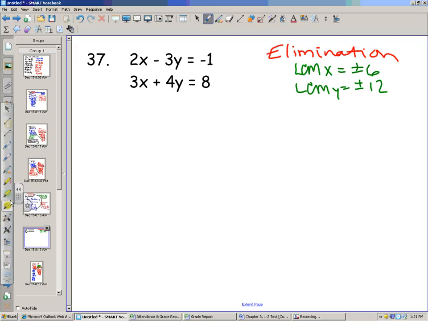Absolutely. You look at the coefficients of the x, and you ask yourself, what do I have to multiply 2x by to get either a positive 6x or a negative 6x? I have to multiply the top equation by a 3. Now, if the top equation, what's that going to give me? A positive 6x. So I have to get a negative 6x on the bottom equation. So what do I multiply it by? Negative 2.